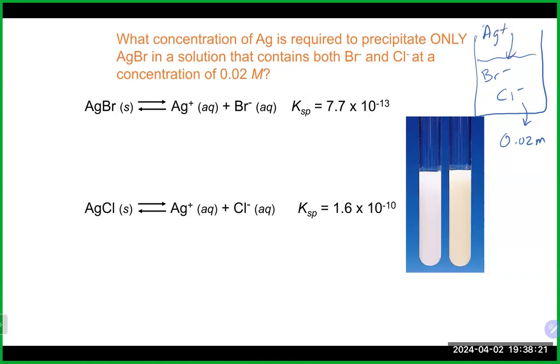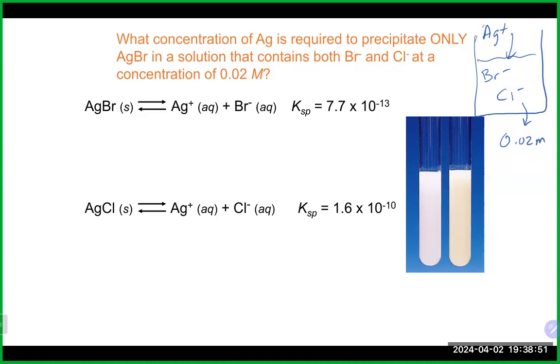And as we know from our solubility rules, bromides and chlorides are soluble in everything except silver, lead 2 and mercury 1. So by adding silver here, we want to precipitate out these ions. But we actually want to do it in a selective way, where we precipitate out only the silver bromide in this case, and leave the chloride ions still floating around.